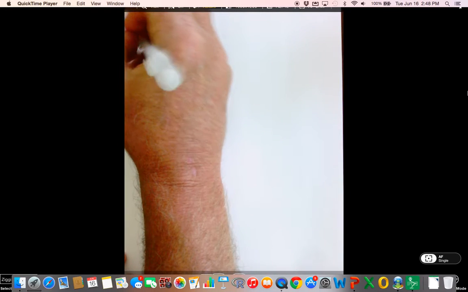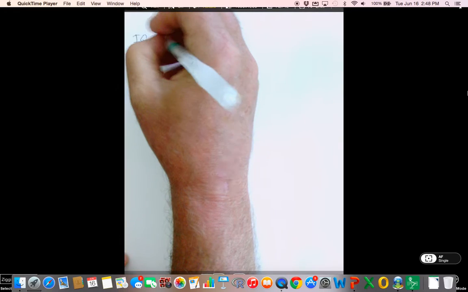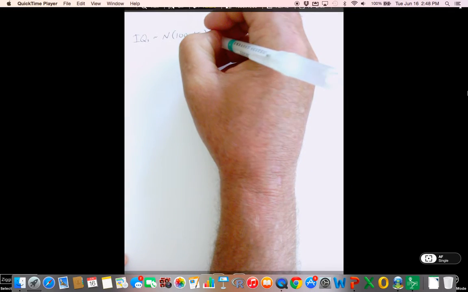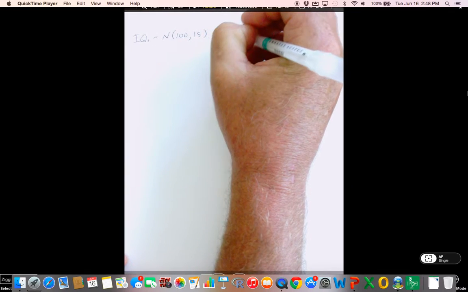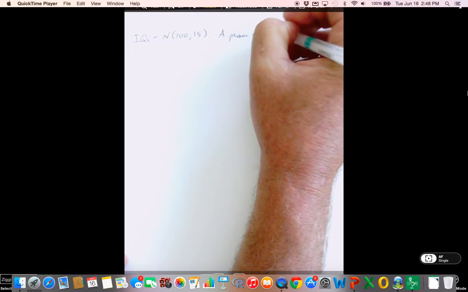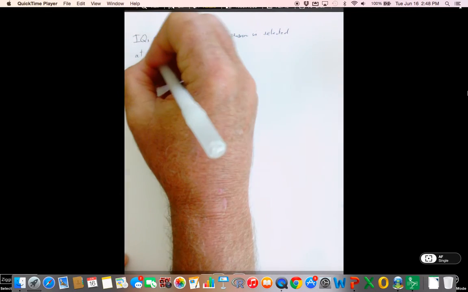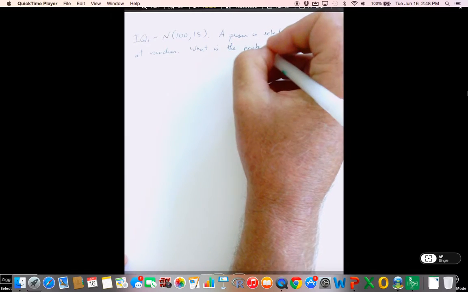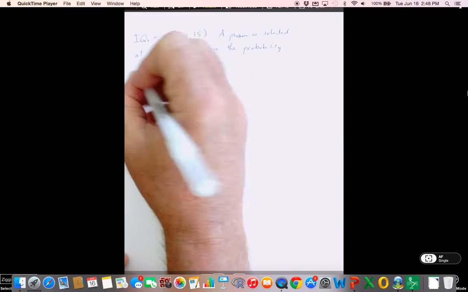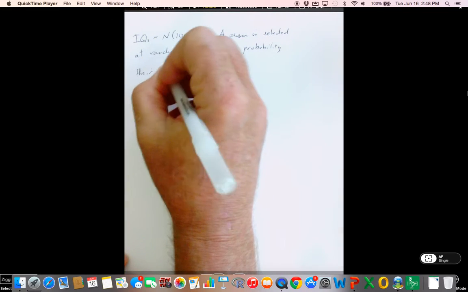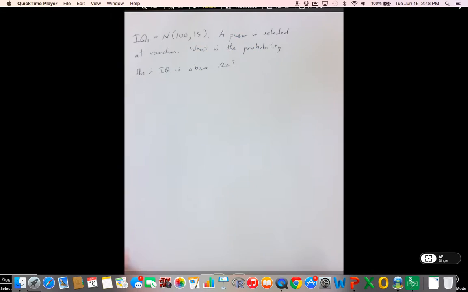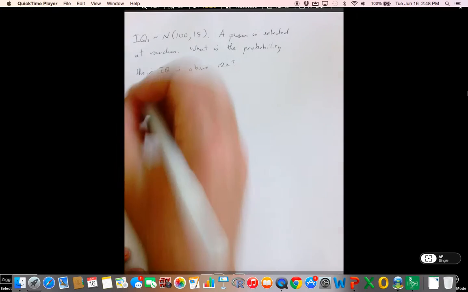In other words, we could say that IQs form a normal distribution with a mean of 100, standard deviation 15. A person is selected at random. What is the probability their IQ is above 122? Well, guys, we should know how to do this with no question whatsoever.